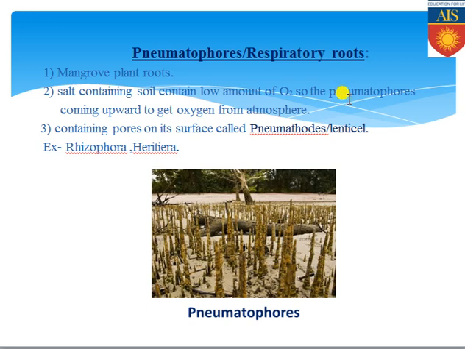Now these specific roots also have small pores on their body surface, and those pores which are responsible for obtaining oxygen from the open atmosphere are known as pneumatodes or lenticels. So pneumatodes or lenticels which are present on the surface of the pneumatophores are responsible for obtaining oxygen from the environment. As an example, you can see in case of Rhizophora, in case of Heritiera, these plants have pneumatophores by which they obtain oxygen from the open environment. So you can see the picture of the pneumatophores also here.